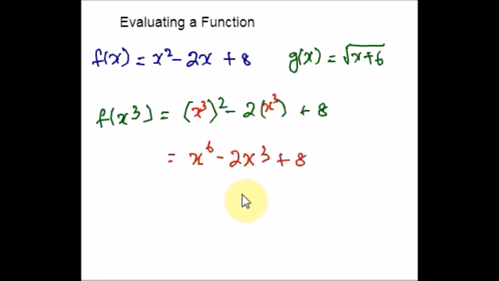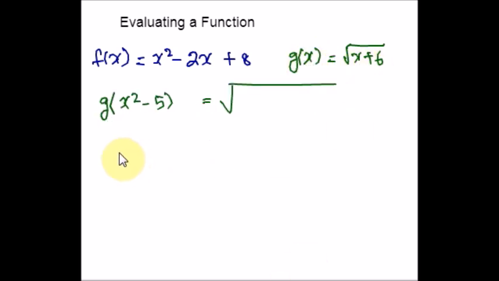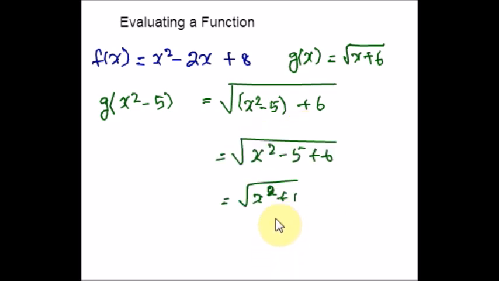And one more example for this function g of x. Evaluate g of x square minus 5. So you have to work out this equation. Replace all x by x square minus 5. This is nothing but one more evaluation, and this time we will use the other function g of x. So just expand it. There is no exponent over the parenthesis, so just open it. x square minus 5 plus 6. So finally we are getting square root of x square plus 1. So this is all about evaluating a function.